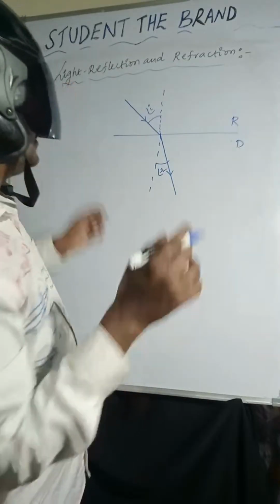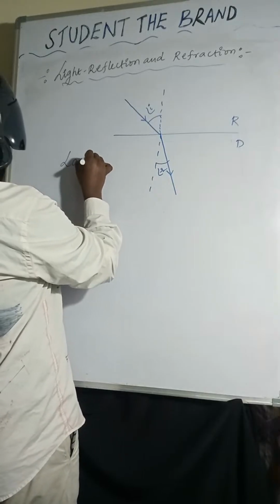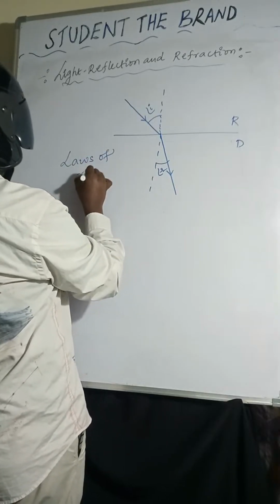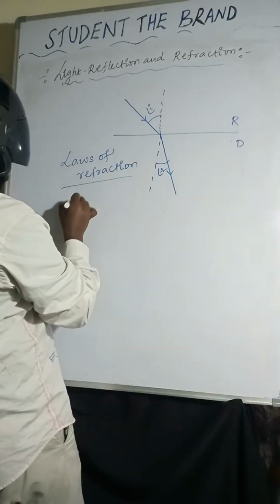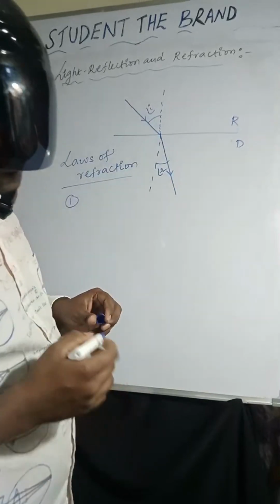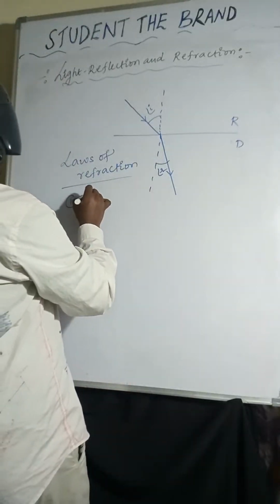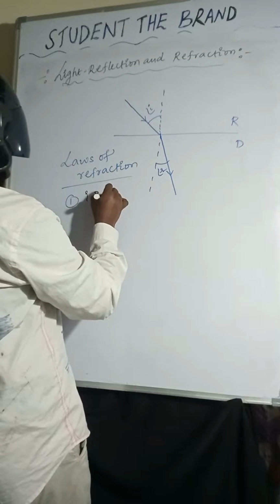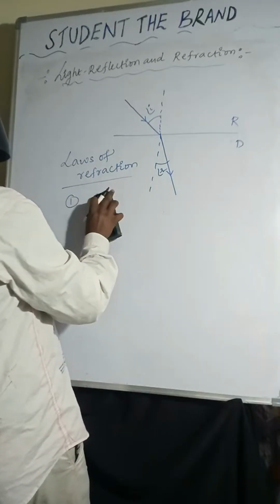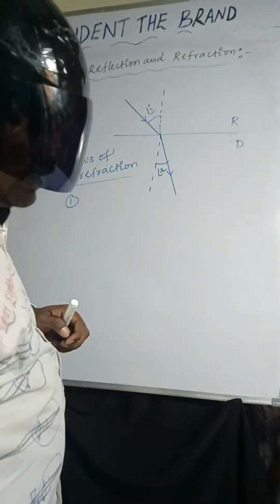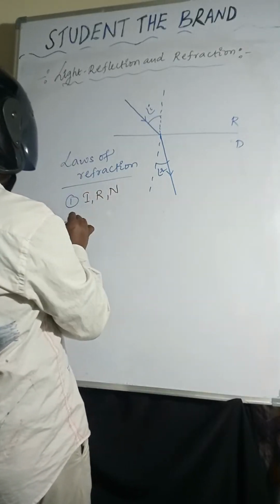Now the laws of refraction. The first law: the incident ray, the refracted ray, and the normal line lie in the same plane.